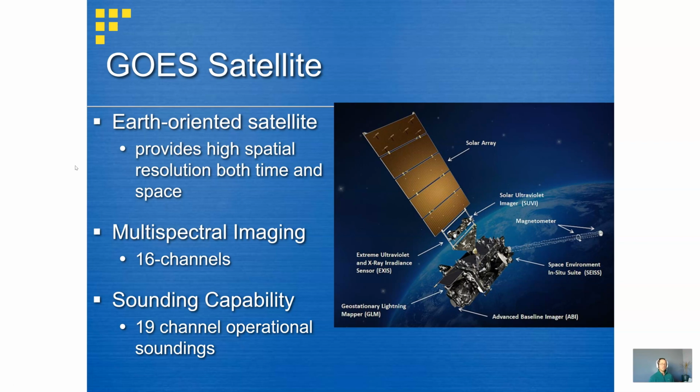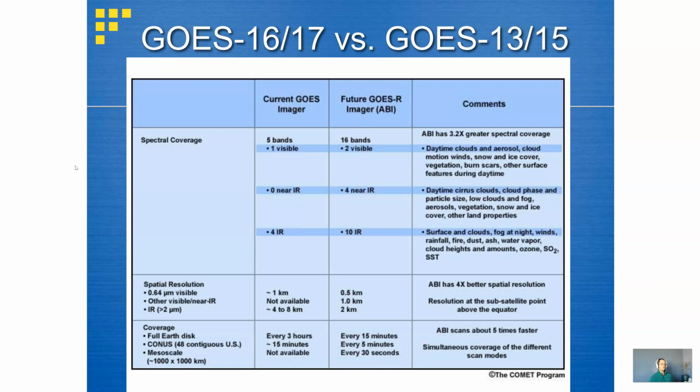Multispectral imaging, 16 channels. We'll talk shortly about what that means. In a nutshell, it means that we can look at a lot of different properties of what's known as emissivity. Different things are going to emit at different values, and so we can start to glean information on things like dust or fog or water vapor, whatever it is that we're trying to measure and get information on. And then again, a number of different soundings, different features that we can do with satellite information.